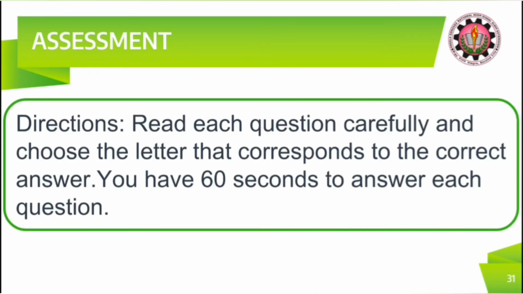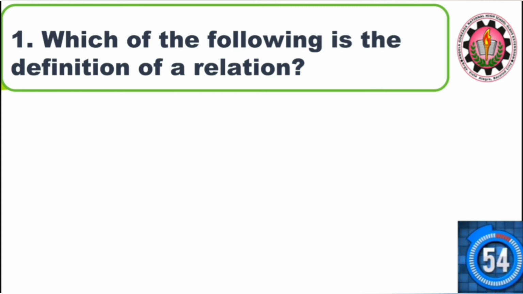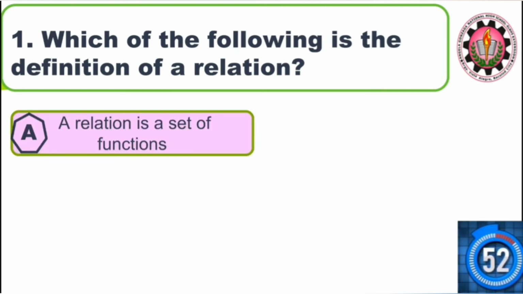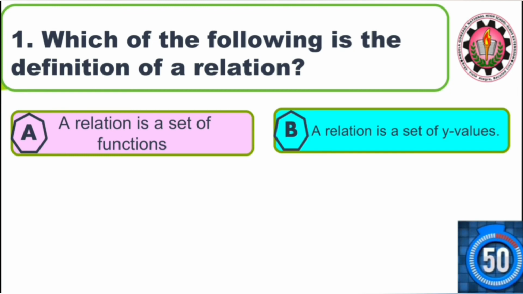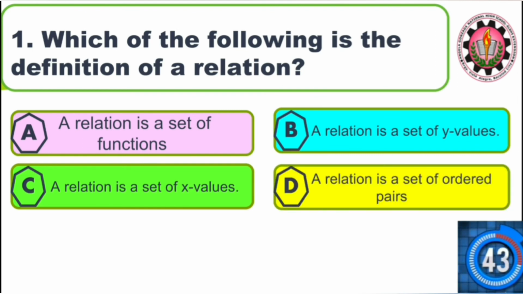For our assessment, read each question carefully and choose the letter that corresponds to the correct answer. You only have 60 seconds to answer each question. Let's start with number 1. Which of the following is the definition of relation? A, a relation is a set of function. B, a relation is a set of y values. C, a relation is a set of x values. And D, a relation is a set of ordered pairs.